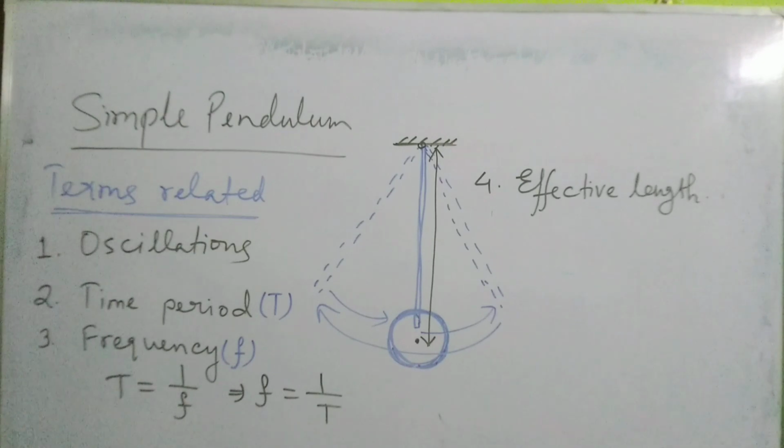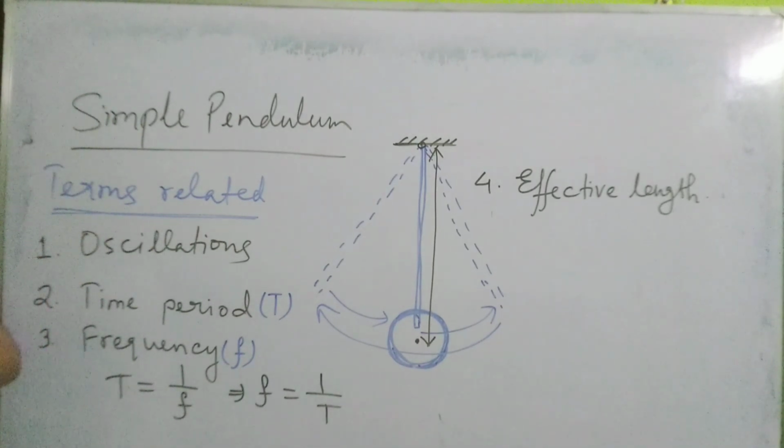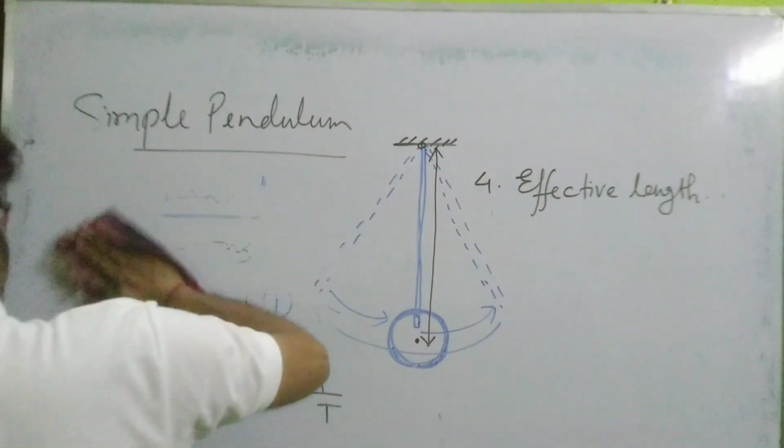So what happens is that if we take a simple pendulum and vary its length, then we will get some relation between the time period and the length. Time period and length.